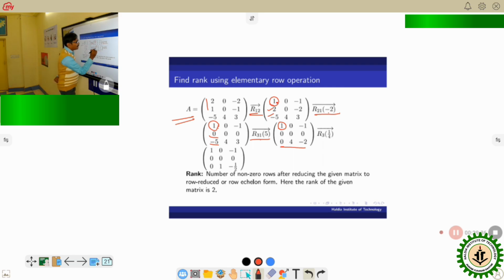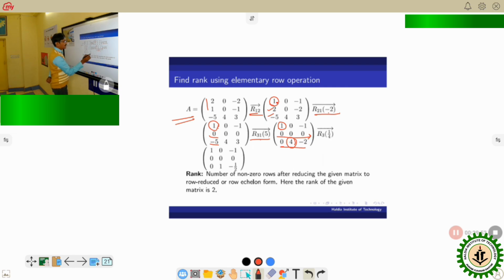Next, go to the second row. Second row is a 0 row, so no work is done here, because we have to use a non-zero row. Next, go to the third row. The third row's first non-zero element is 4, so this 4 should be 1.